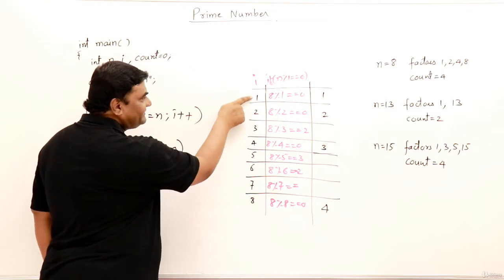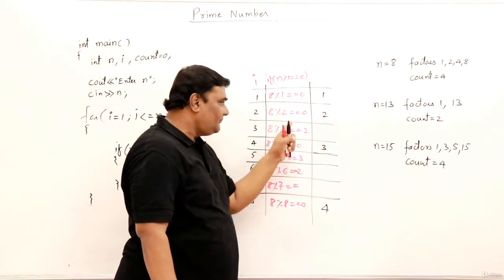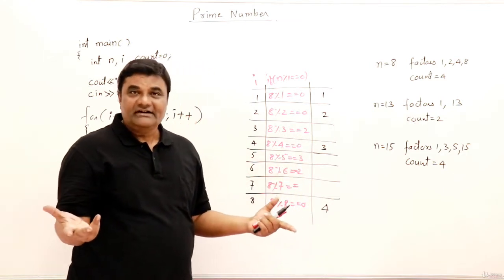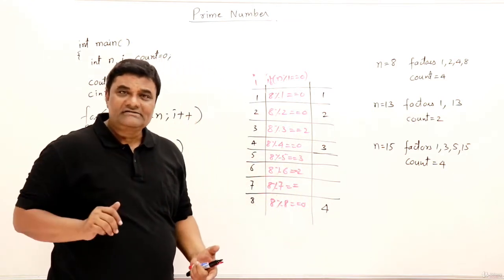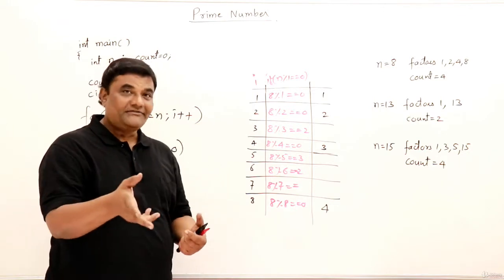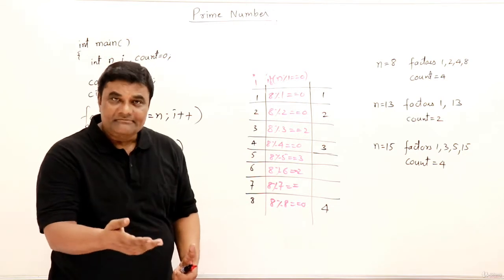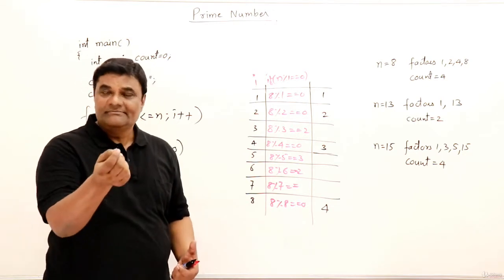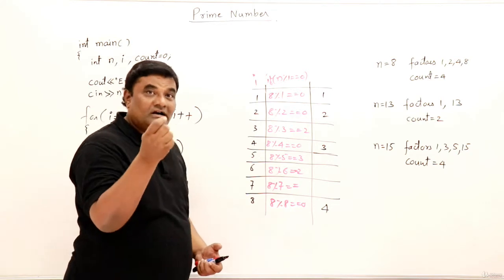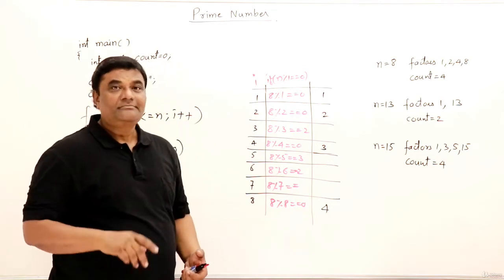Whatever number is given, we start from 1 and check up to that number. If it is exactly divisible, mod is 0, then it is a factor. We have already done this. One time we were printing factors, and the second time, in the perfect number, we added them. Now what do we have to do? Count them. That's all, a simple change in the logic. So count them, and at the end check if the count is 2, then it is a prime number.